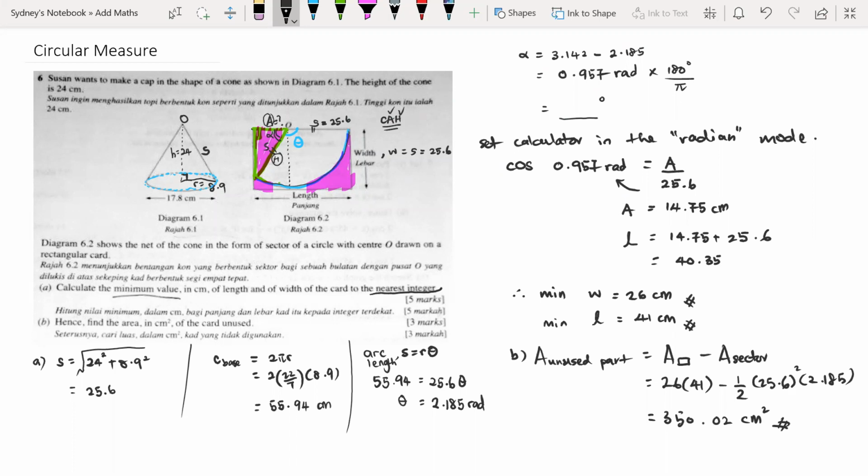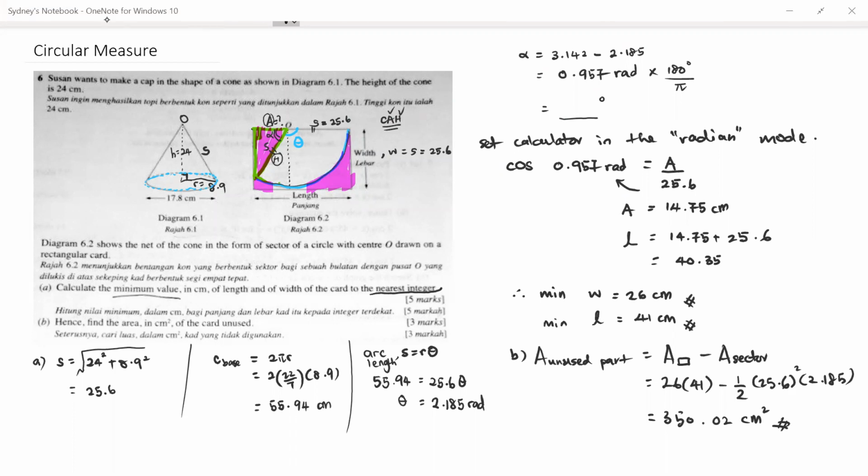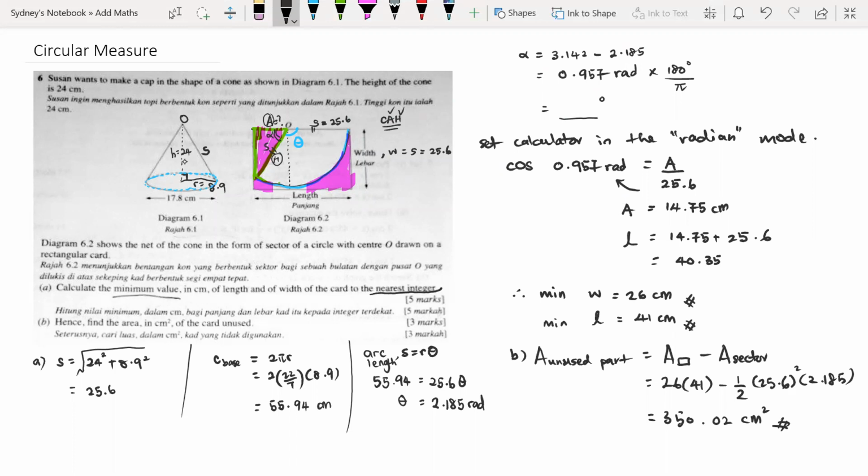So this is a non-routine question whereby we need to apply the knowledge in circular measure as well as the basic knowledge of the geometrical shape and its net that we have learned before.